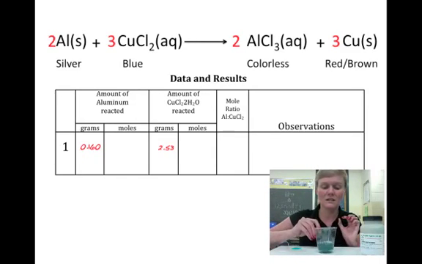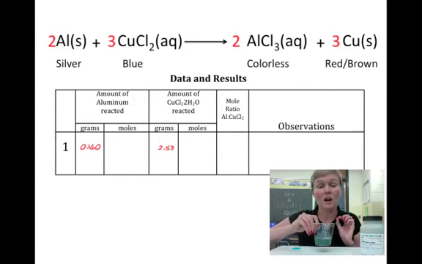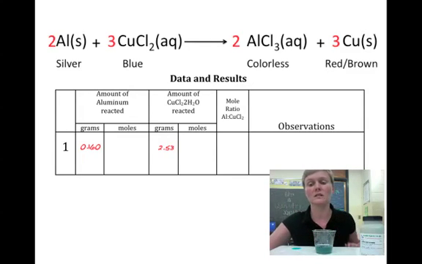Notice in the end we're left with a blue solution still, indicating that there's copper chloride still in the solution, but there is no aluminum left over. So we don't see any. It all reacted, and there's copper solid that has settled to the bottom of the reaction.